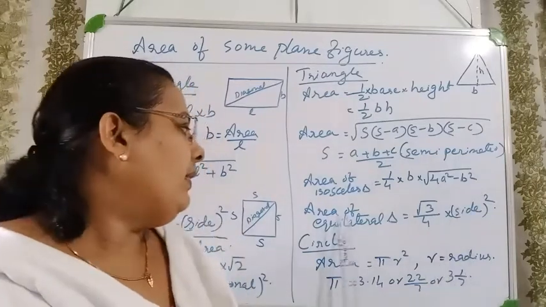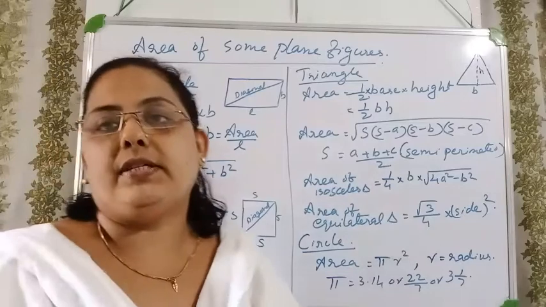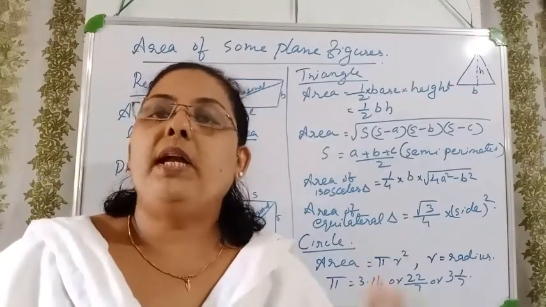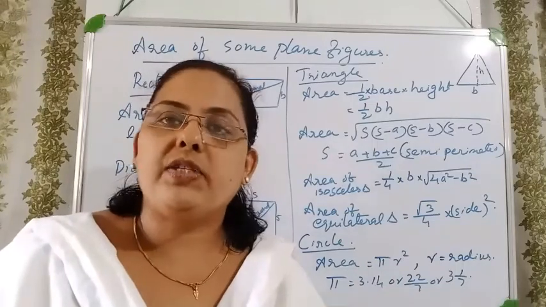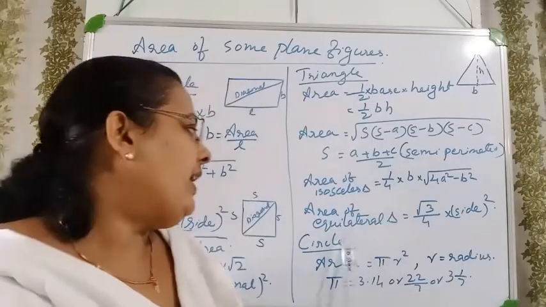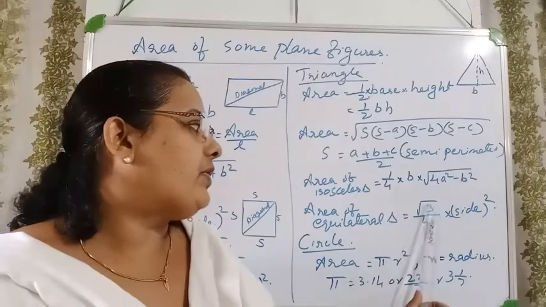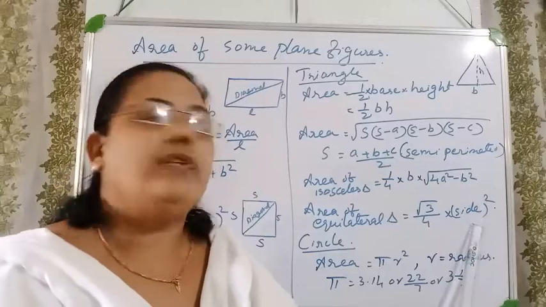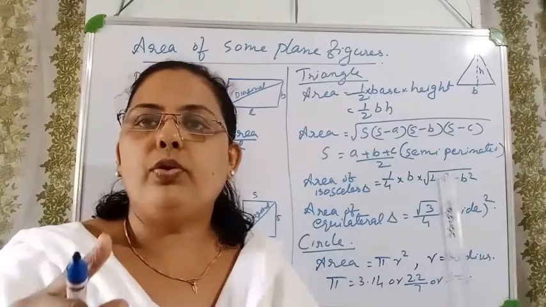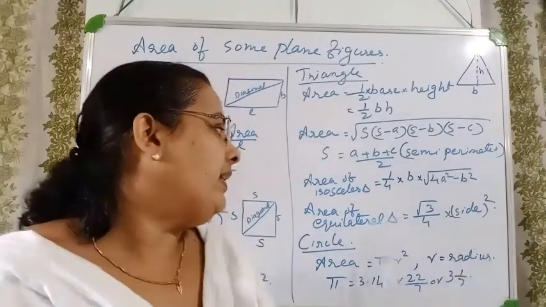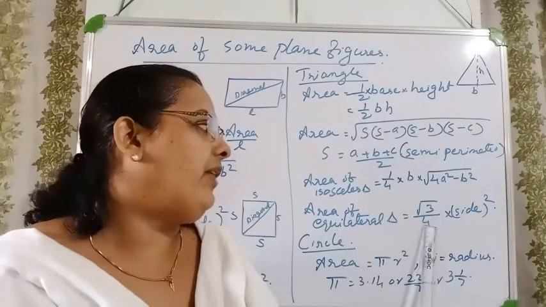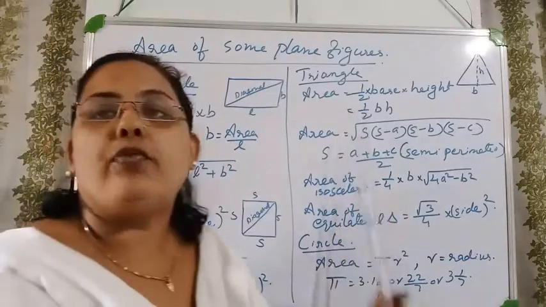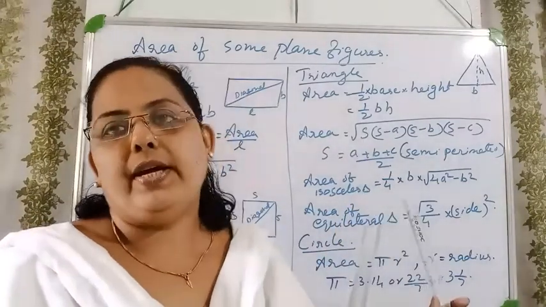Now comes area of an equilateral triangle. For area of the equilateral triangle, we know that all the three sides will be equal. So area of the equilateral triangle is equal to square root of 3 by 4 multiplied by square of the side. If one side you know for the equilateral triangle, we can find this area, that is root 3 by 4 multiplied by side square. These are the formulas to find areas of different triangles.